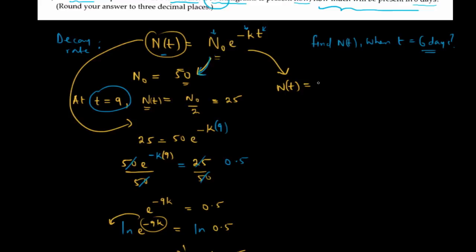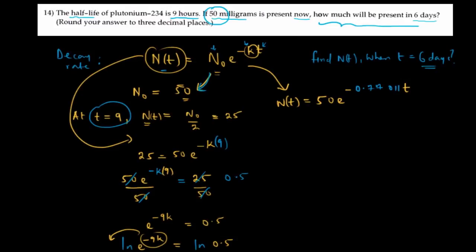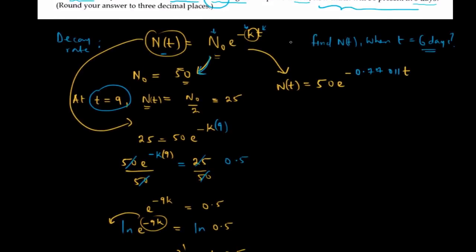So I can formally write this now as n of t equals my n naught, which is 50, so this becomes 50 e to the power negative, now my k, which has been gotten below as 0.77011 times t. So now I have a standard model that depicts the behavior of the rate at which the radioactive substance is decaying.